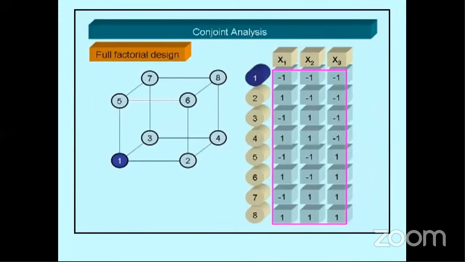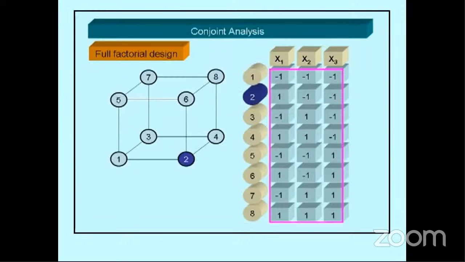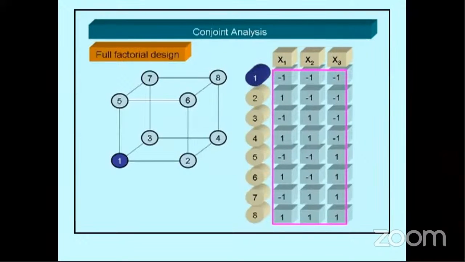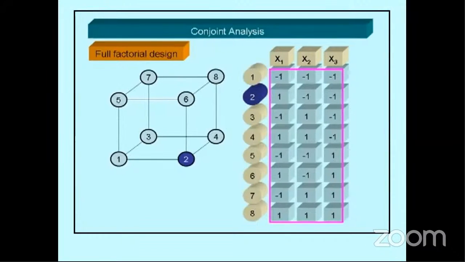So you can see something more here: what do I mean by 1? 1 is located at the corner, -1 -1 -1. Then where is 2 located? 2 is located here as 1 -1 -1. Now what do I mean by -1 -1 -1, and what do I mean by 1 -1 -1?